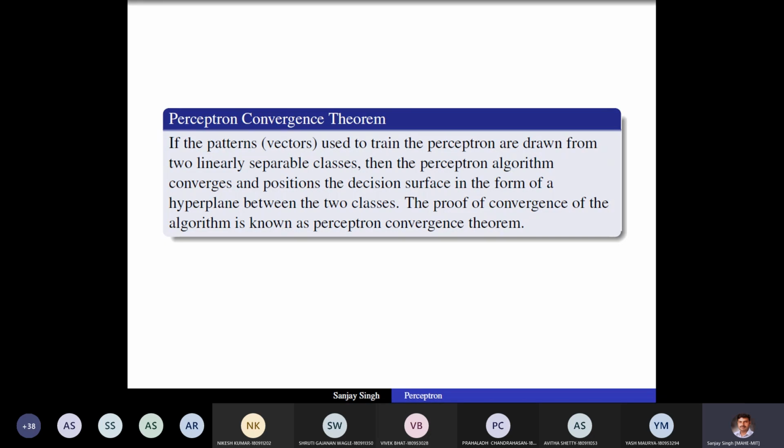Now, the simple idea is that a training vector is given to you, provided that the data set has linearly separable patterns. If that is the case, after certain training, this perceptron algorithm converges. Converge means the weight space stops updating, and then you are able to find a decision boundary in the form of a hyperplane between the two classes. You'll be able to do this, and this is done beautifully.